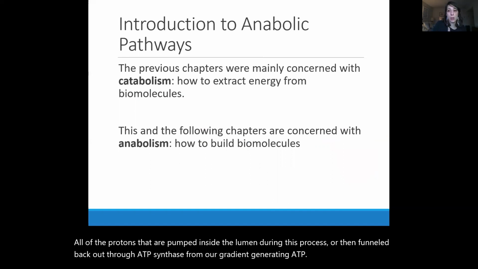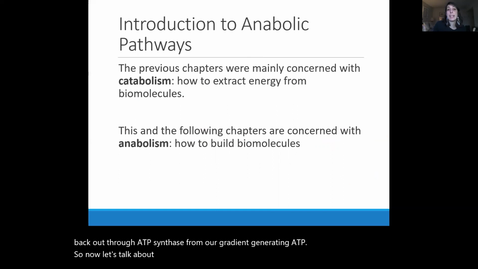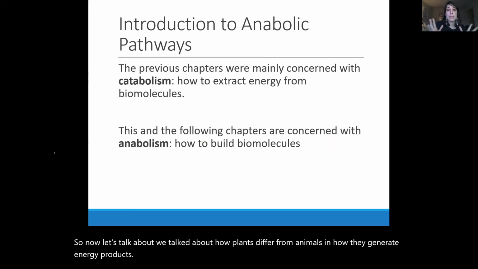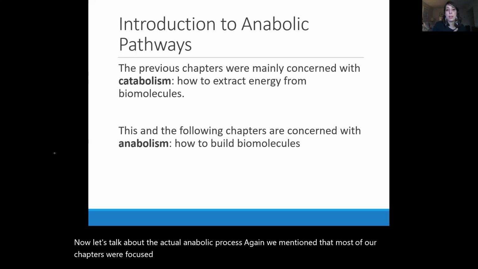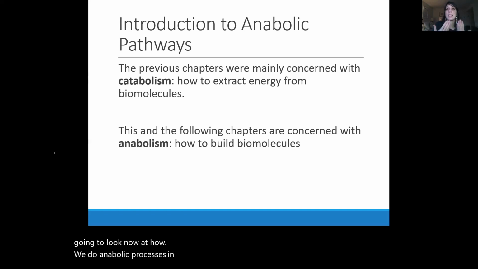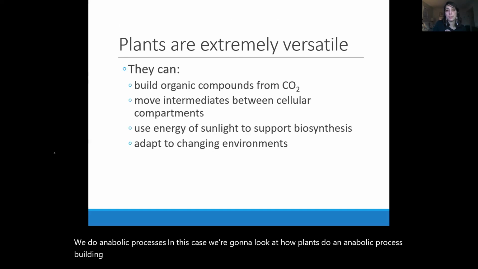So now let's talk about, we talked about how plants differ from animals in how they generate energy products. Now let's talk about the actual anabolic process. Again, we mentioned that most of our chapters were focused on catabolism and how to extract energy from biomolecules. We're going to look now at how we do anabolic processes. In this case, we're going to look at how plants do an anabolic process building biomolecules.